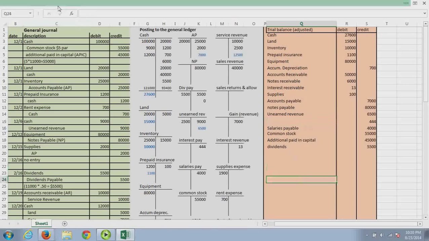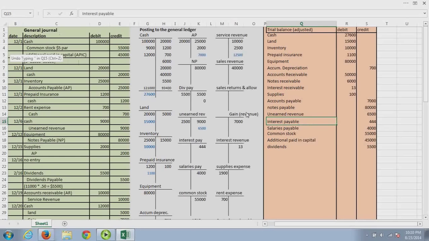Whoops. Let's see if I can do the back arrow. Okay. Let's get down here.